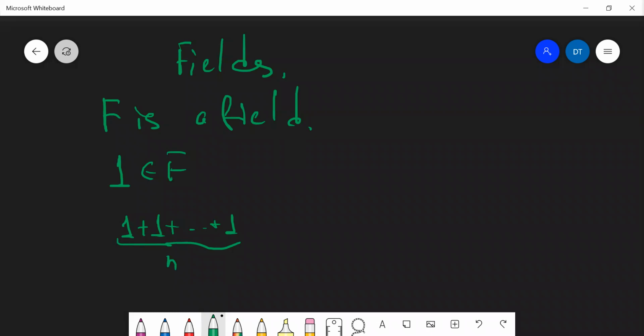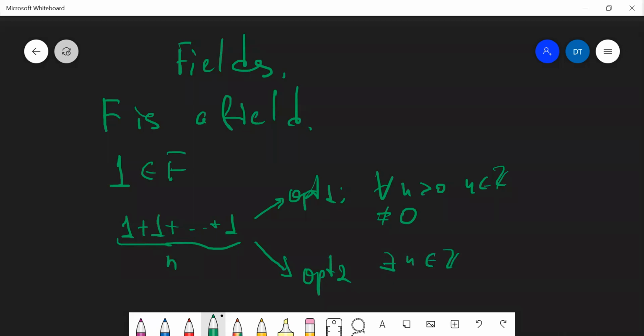And there are two different options. Well, the option number 1, we will never get 0. For each positive integer, let's say n greater than 0 and n is an integer, this expression is never 0. We will not get 0. And the option number 2, there is such a positive integer such that this expression is 0.